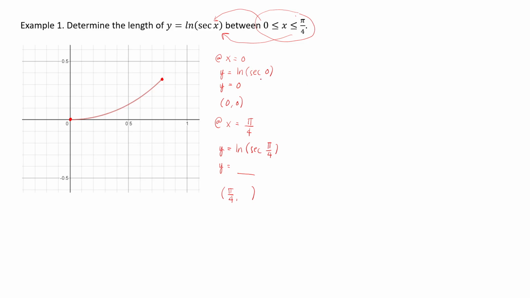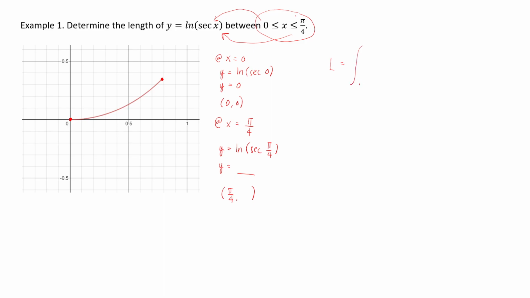On the other types of application problem, probably you'll be doing a lot more than this one, because you're going to have two graphs and you're going to get the points of intersection as well. Since we are looking for the length in the x direction, because our limits are in the x variable, 0 to pi over 4, our formula should be dx.